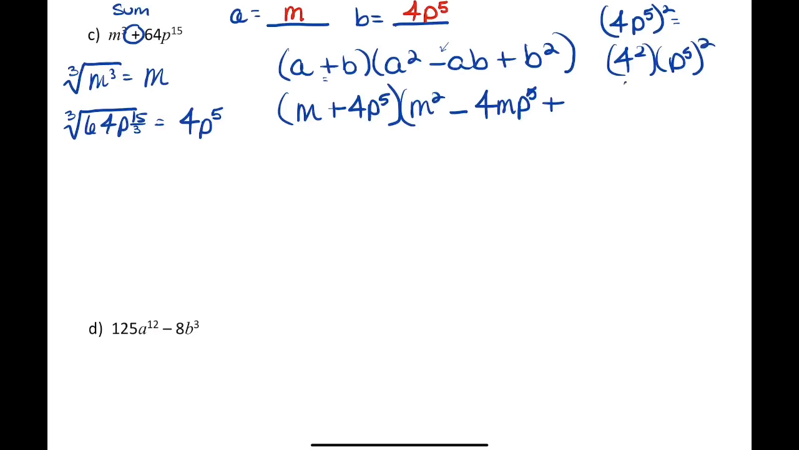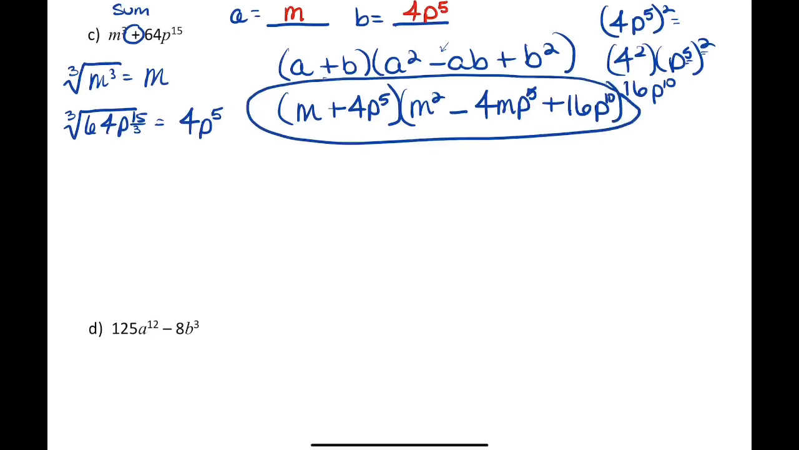Now 4 squared is 16. P to the fifth squared, now that's a power to a power. So that's going to be p to the 10th. Not p to the 7th, but p to the 10th. So you're going to put 16p to the 10th. And as far as we can go, that's it.